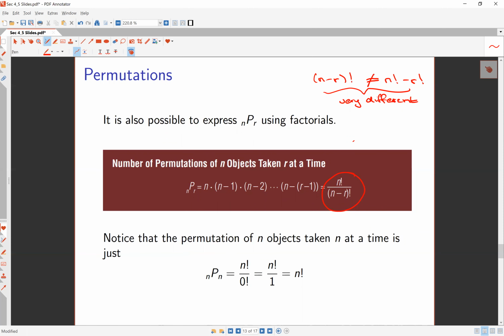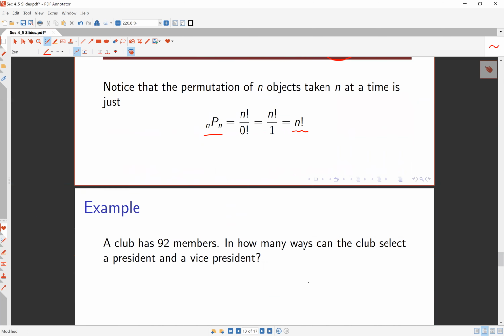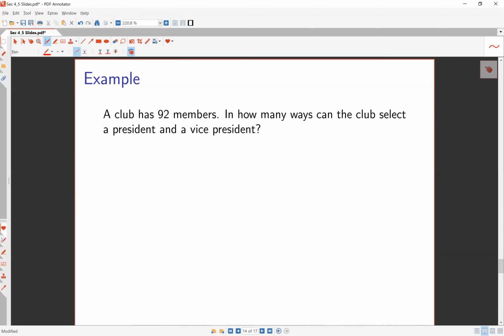And if we ask ourselves, what happens here if we are not interested in just r objects, we are interested in all n of them, well, n permutation n ends up being equal to n factorial, which is what we would want. So watch that a second time, like rewind on this video a little bit if that sounded like a lot of gobbledygook, but here is how an example would play out.